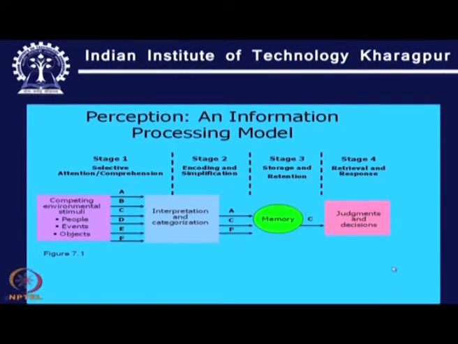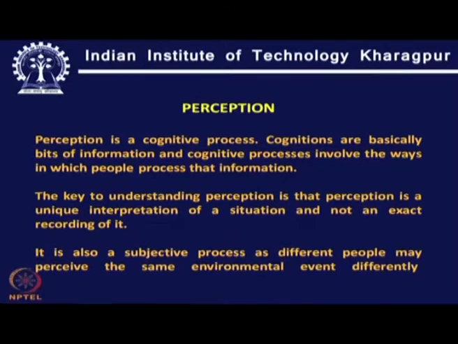This part is mainly the perceptual part, and then this perception leads to memory, and lastly it leads to your judgment and decisions. So, you can find perception is a cognitive process where you are trying to interpret, give meaning to certain things based on certain mechanisms. So, we can see the definition of perception. It is a cognitive process. Cognitions are basically bits of information, and cognitive process involves the ways in which people process that information.